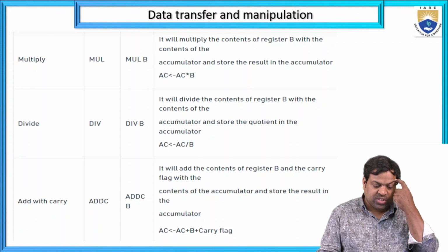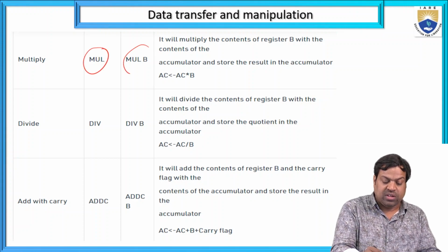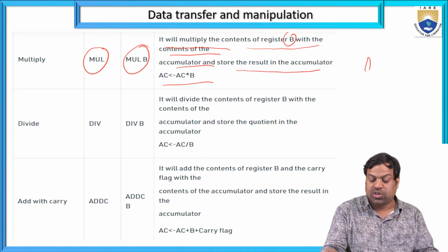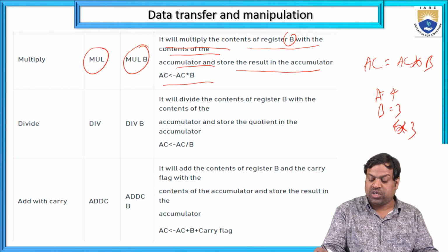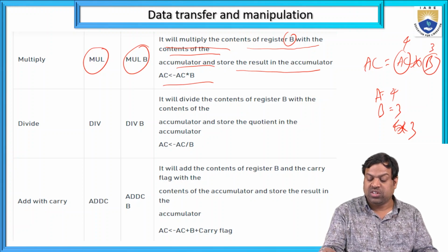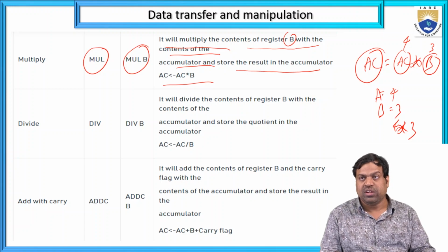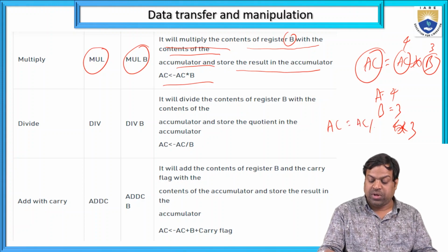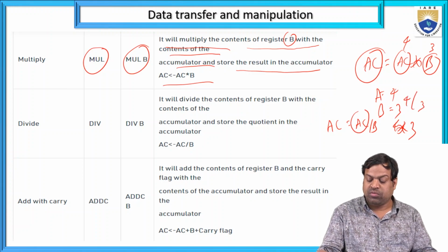Next one, multiplication. MUL B multiplies the contents of register B with the content of the accumulator, and the result is stored in the accumulator: accumulator equals accumulator into B. So A equals 4 and B equals 3. We have to multiply 4 into 3. The accumulator value is 4 and B value is 3. 4 into 3 is 12. The value 12 is stored in the accumulator. And division: accumulator equals accumulator by B. The first input value is A equals 4, and B. What is the result value?